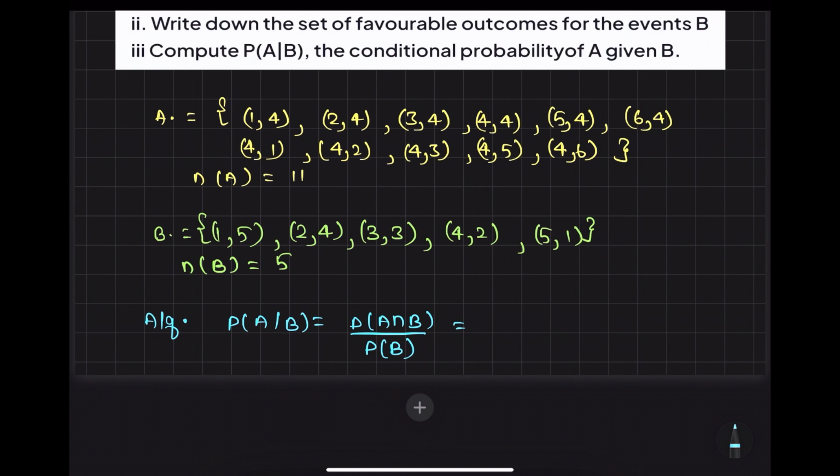Now look at this. In A intersection B we will have this 6 and this 6. I don't think there is any other case in which you can make 6. So A intersection B will have 2 elements, and n of B is 5. Therefore the required probability is 2 by 5.